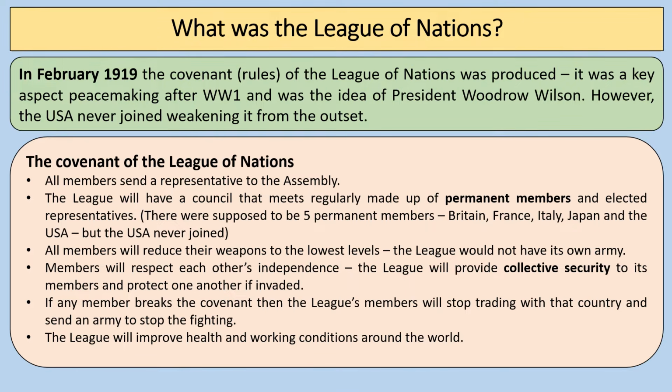The other idea is if any member breaks the covenant, then the League's members will stop trading with that country and send an army to stop the fighting. Now, there are multiple examples in the history of the League of Nations, most notably the Japanese invasion of Manchuria in 1931 and the Italian invasion of Abyssinia in October 1935, which showed that in practice this did not happen.